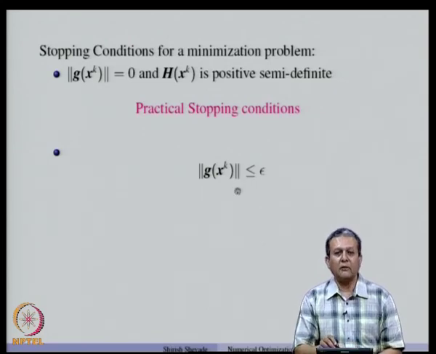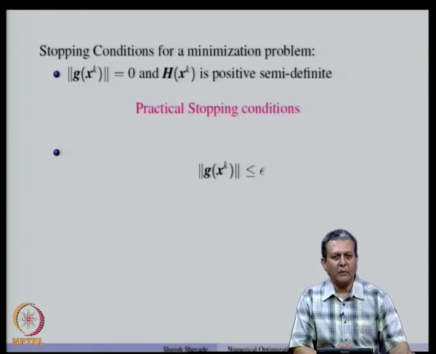Of course, the convergence point that one gets depends upon what epsilon one uses. So, it is a function of epsilon. So, epsilon has to be carefully chosen, and typically that is a user defined parameter.